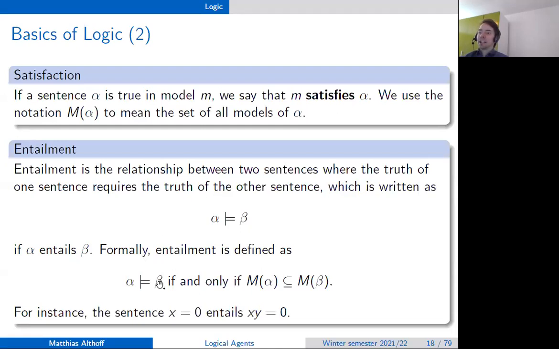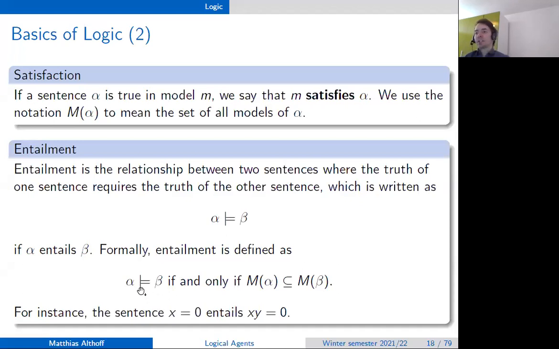And what is the semantics? The semantics is that alpha entails beta if and only if all the models for which alpha holds are a subset of the models for which the statement beta holds. And that is kind of clear because if all the models for which alpha holds are included in the models for which beta holds, then of course, if alpha is true, then also beta has to be true.